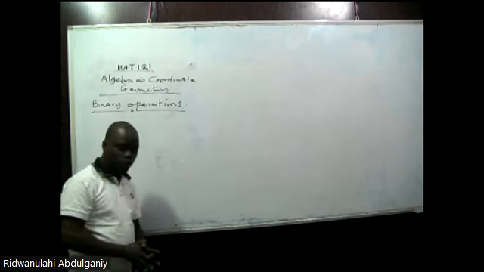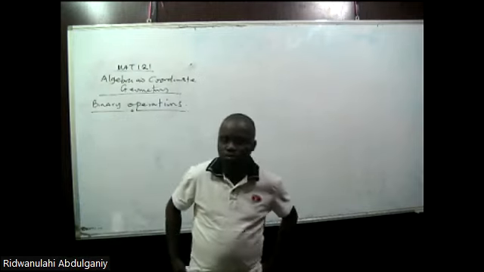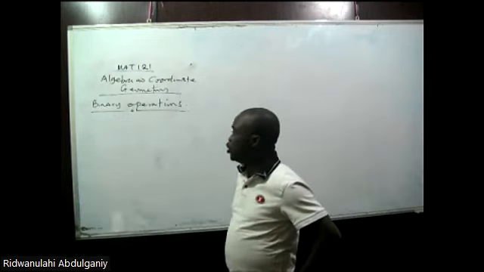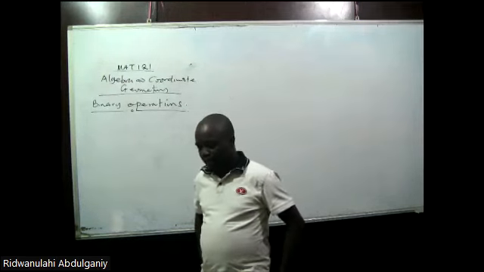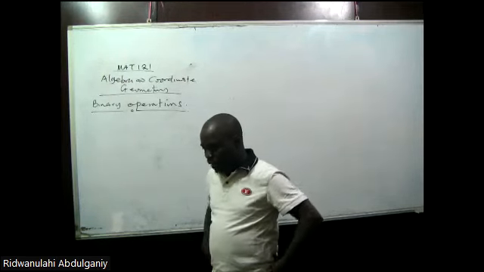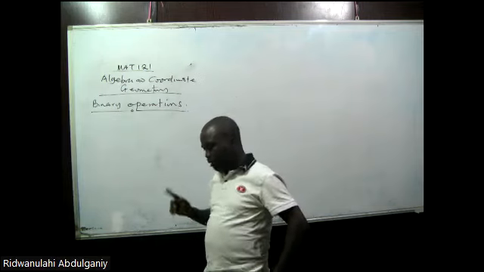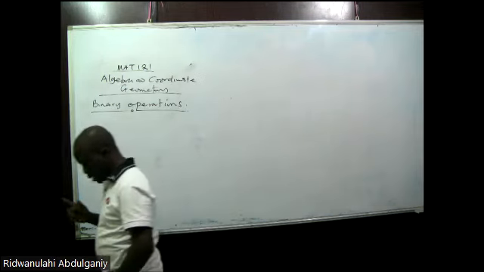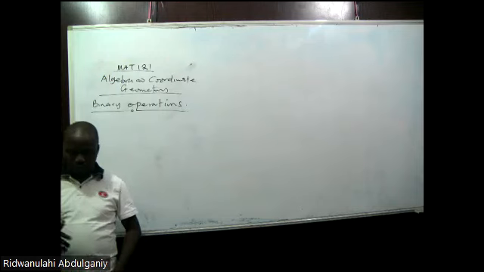The course code is M8121 and the course title, Algebra and Coordinate Geometry. And the topic of discussion is binary operations. We look at binary operations. We started it in our last class. I explained what binary operation is.